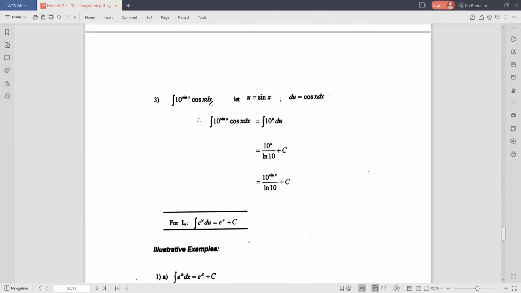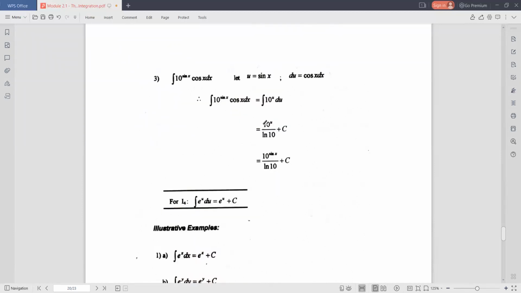So the same process, no? That is integral of 10 sine x cosine x dx. So again, we let our exponent as our u. Then we derive our u to have our du, that is cosine x dx. Then lipat natin. So you will have, ito na yung du mo. So you will have now the integral of 10^u du.